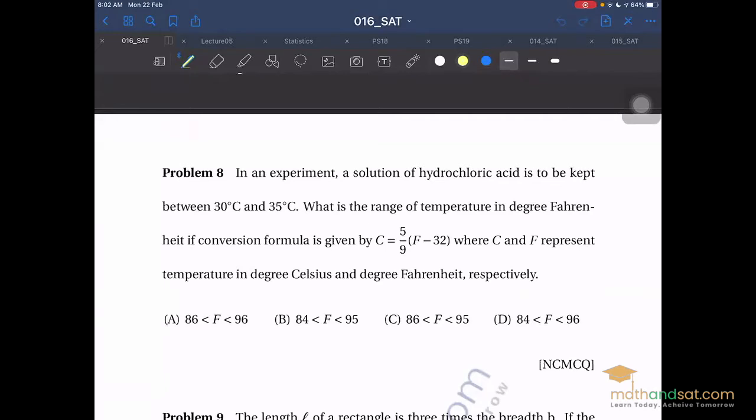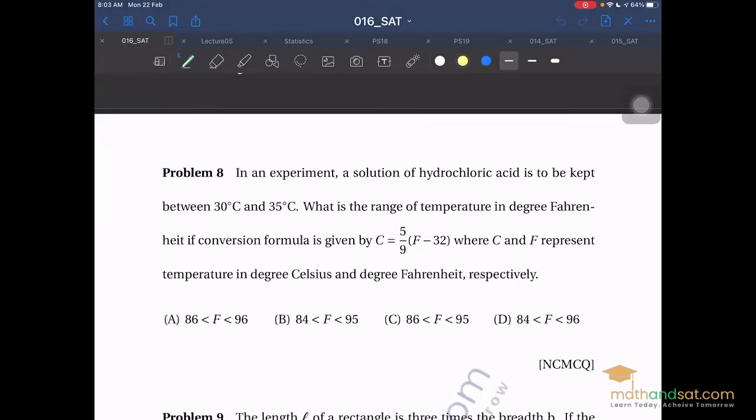Are you with me? Yeah. So this is a typical word problem that will appear in an SAT. In an experiment, a solution of hydrochloric acid is to be kept between 30 degrees Celsius and 35 degrees Celsius. What is the range of temperature in degrees Fahrenheit if the conversion formula is given by so and so?